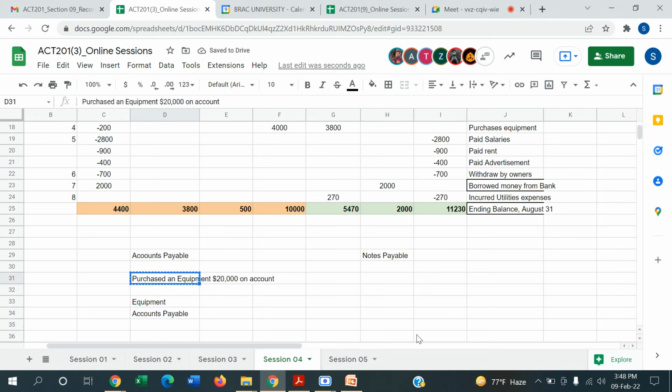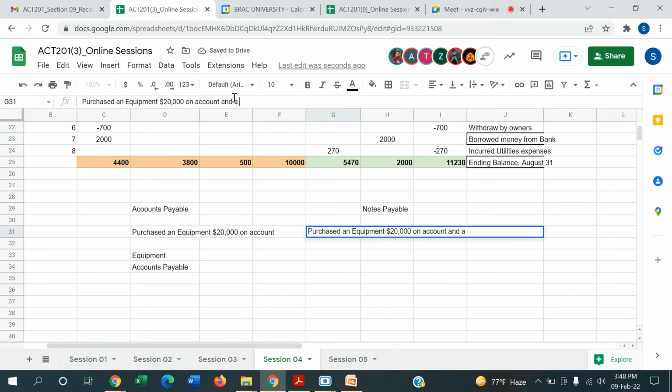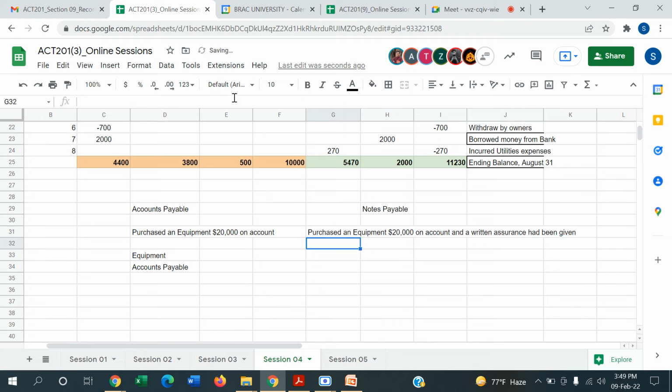The same thing, purchased an equipment of 20,000 on account, but a written assurance had been given. That means after purchasing this equipment, you have given a written assurance to the seller that you are going to pay this amount of money after a specific period of time, maybe 2 months, 3 months, 6 months, 1 year, whatever it is. In that case, if a written assurance has been given, it is known as notes payable.